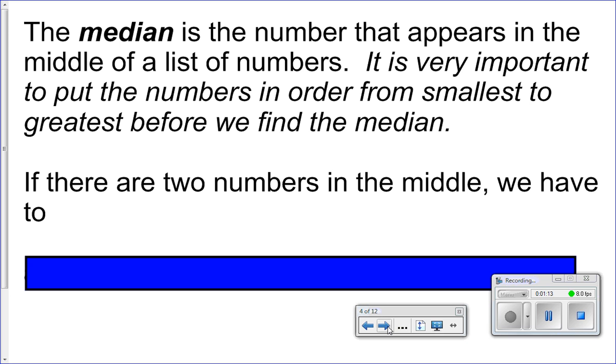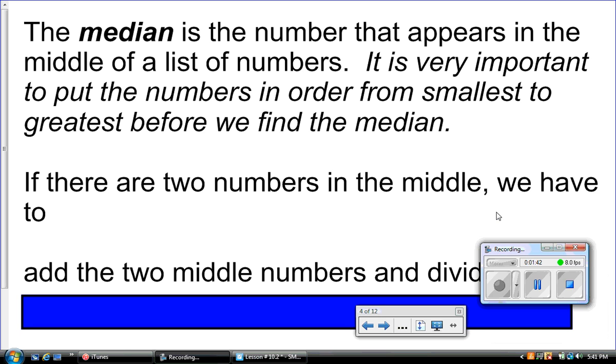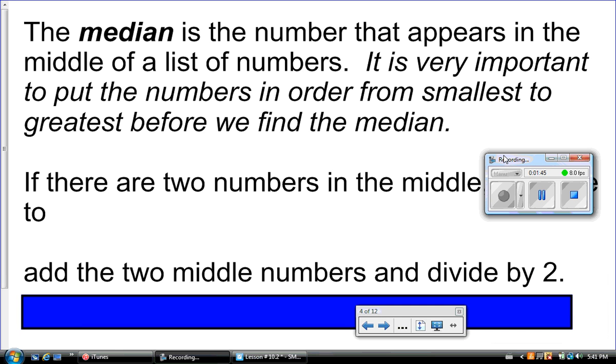The median is the number that appears in the middle of a list of numbers. It is very important to put the numbers in order from smallest to greatest before we find the median. If there are two numbers in the middle, we have to add the two middle numbers and divide by 2.